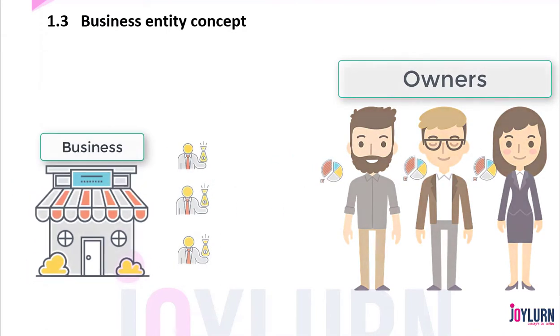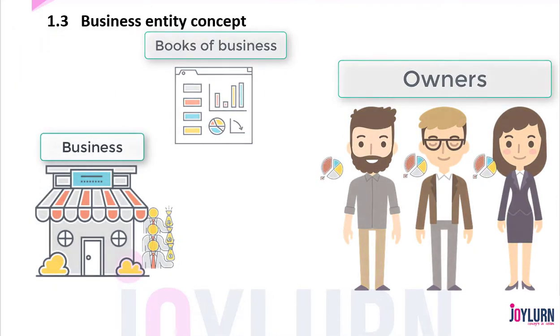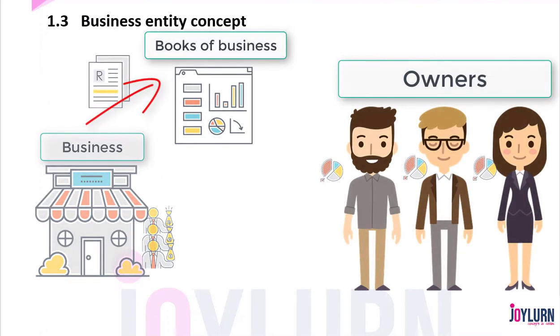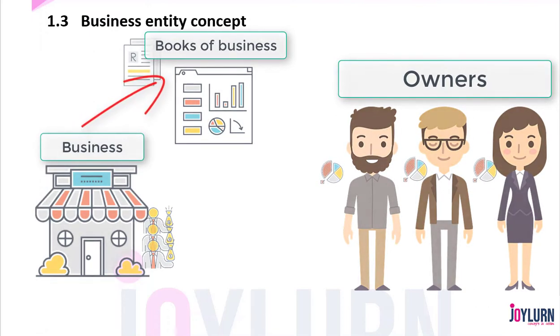In a nutshell, the business entity concept implies that the affairs of a business are to be treated as being separate from the non-business activities of its owners. The items recorded in the books of the business are, therefore, restricted to the transactions of the business. No matter what activities the proprietor or proprietors get up to outside the business, they are completely disregarded in the books kept by the business.